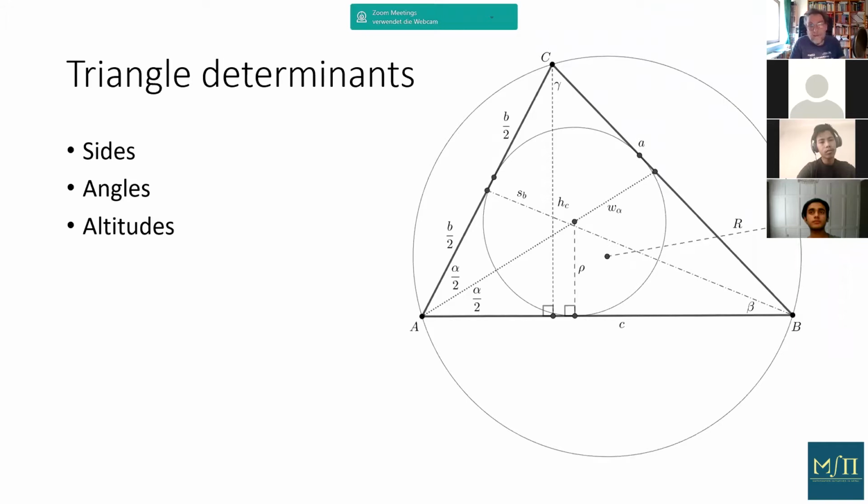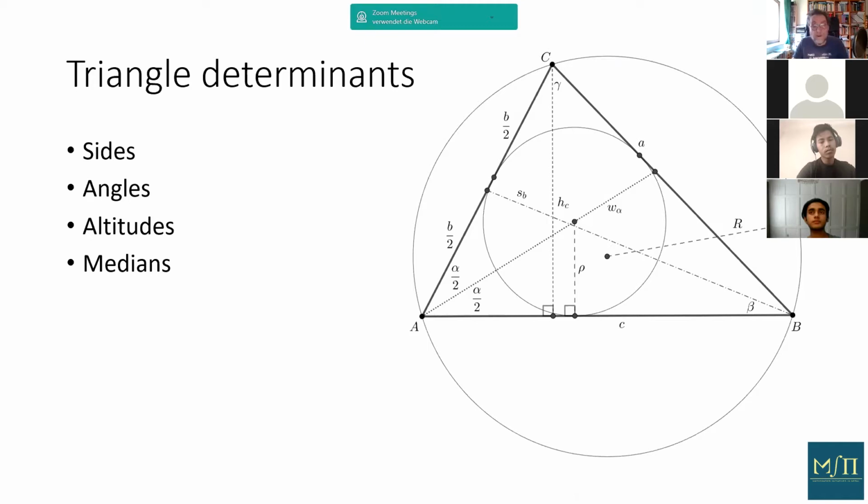Then slightly more sophisticated is if we start using things like the altitudes of a triangle, the lengths of the line segments that we get by determining the perpendicular from a vertex of the triangle to the opposite side, to the base point. Then the medians, of course, the line segments joining the vertices to the midpoints of the opposite sides.